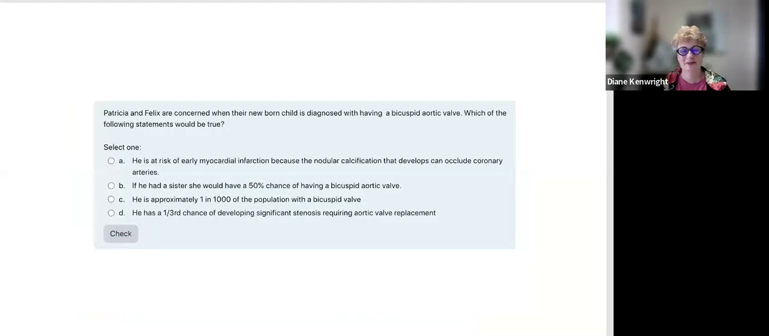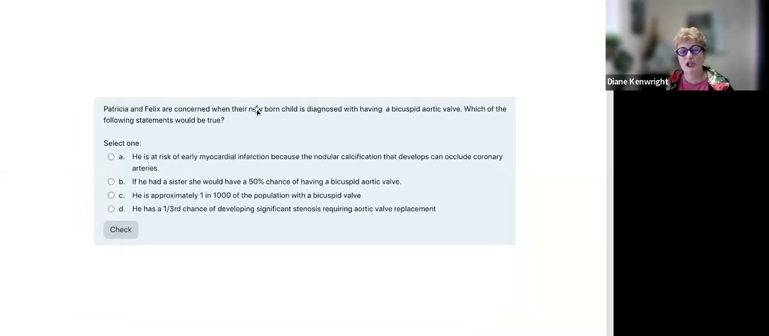All right, so here's an MCQ. A newborn child is diagnosed with a bicuspid aortic valve. Which of the following statements is true? Is he at risk of early myocardial infarction? Because of the nodular calcification, that can include coronary arteries. The answer is no. The valve calcifications are on the tips and do not include the ostia.